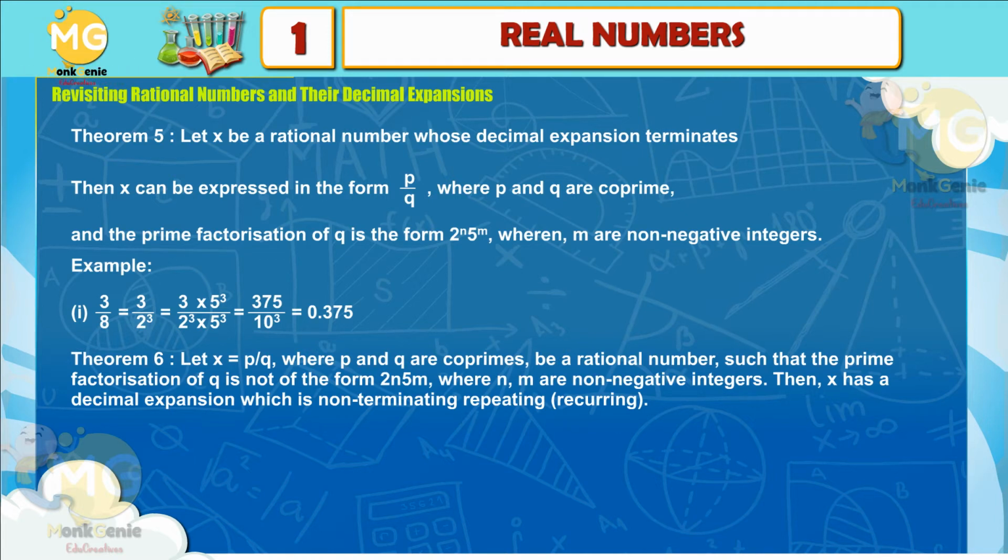Theorem 6. Let x equal to p upon q, where p and q are co-primes, be a rational number such that the prime factorization of q is not of the form 2 to the n, 5 to the m, where n, m are non-negative integers. Then x has a decimal expansion which is non-terminating, repeating, recurring.